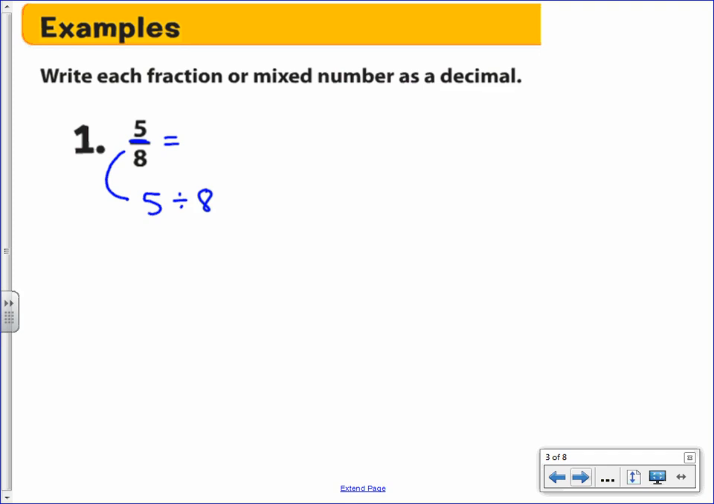So we need to do 5 divided by 8. 8 doesn't go into 5, so I am going to put a decimal point and add some zeros here. 8 goes into 5 not at all, so put a 0 up there. But 8 does go into 50 6 times. 6 times 8 is 48. I subtract and I have 2.